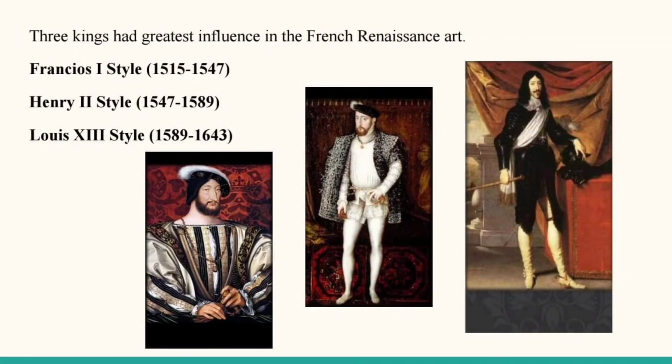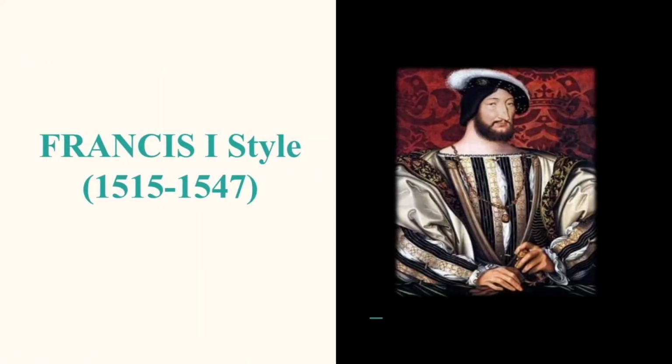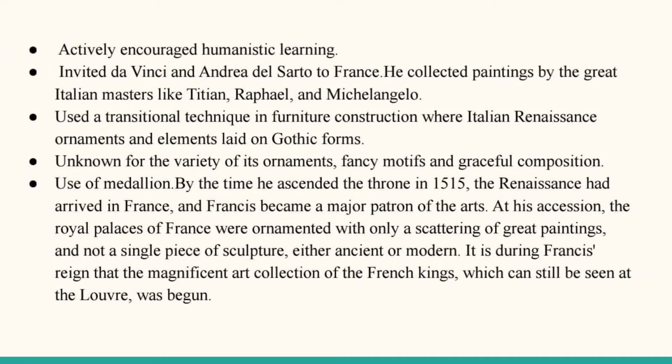There were three kings who had great influence in the French Renaissance art. Francis I style, 1515 to 1547. He actively encouraged humanistic learning, and he invited Da Vinci and Andrea del Sarto to France. He collected paintings by the great Italian masters like Titian, Raphael, and Michelangelo. He also used a transitional technique in furniture construction, where Italian Renaissance ornaments and elements were laid on Gothic forms, and was known for the variety of its ornaments, fancy motifs, and graceful composition.